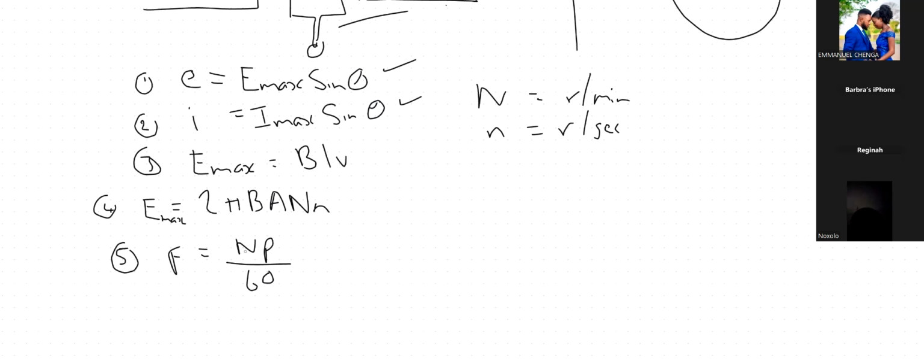But let's say in another case you are given your speed in revolutions per second, this formula becomes: your frequency is equal to NP, which is just the speed in revolutions per second multiplied by the 4 pairs. No?